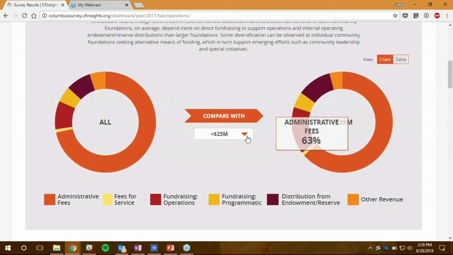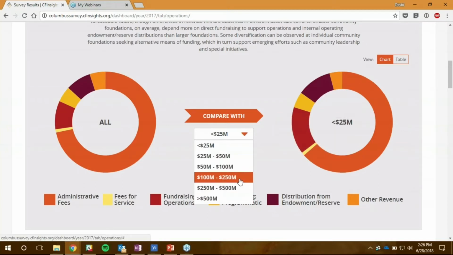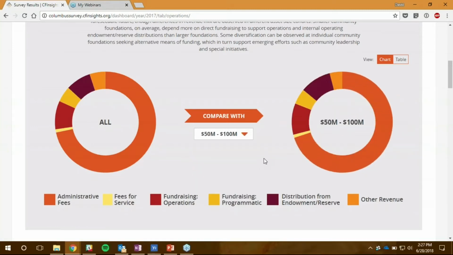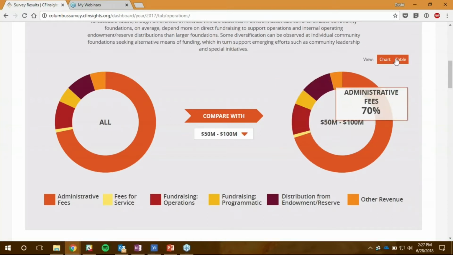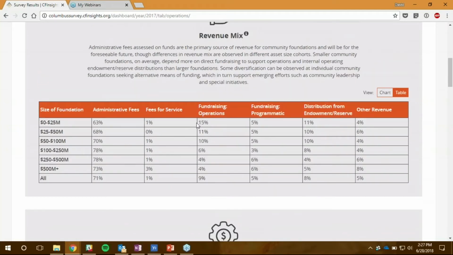You will see some differences when you switch between the different asset size cohorts, but let me just mention that for community foundations that are under $100 million in general, you'll see a larger percentage of revenues come from two different sources. One of those is fundraising to directly support operations and internal distributions from operating endowments and reserves. For both of these sources, and actually I can show the table, you will see that for foundations under $100 million, 10% or more of revenues come from fundraising and endowments. So at least 20% come from these two sources.